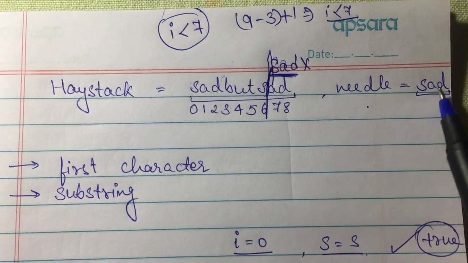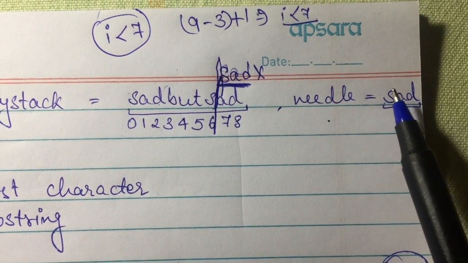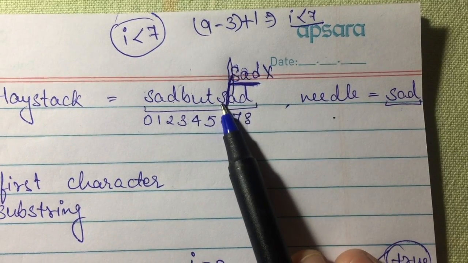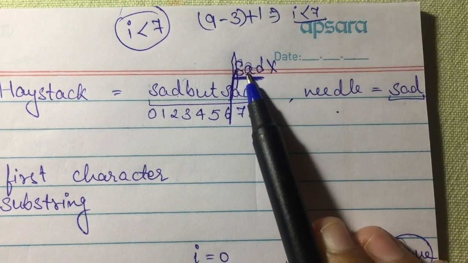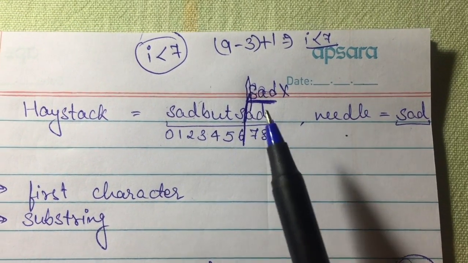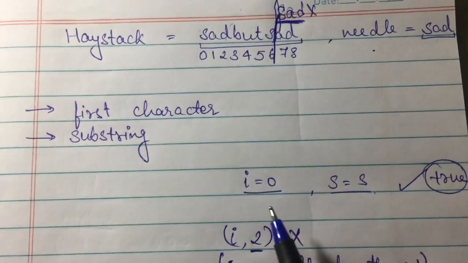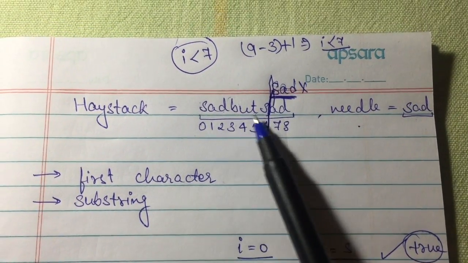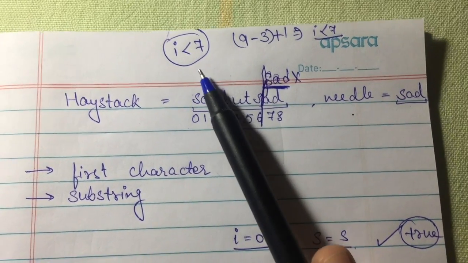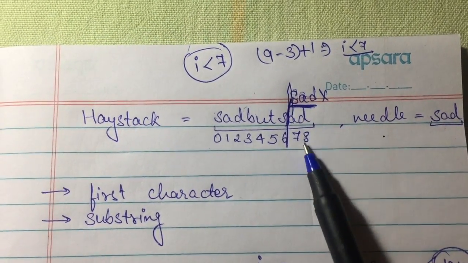Also, we will have to limit our first character till index 6, because our needle is of length 3, and if we go to the 7th index, then we will only be able to cover two indexes. So we have to limit ourselves for the first character to index 6. Therefore, i should be less than 7.